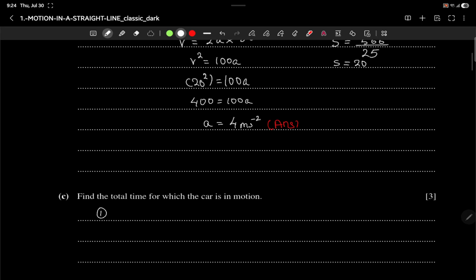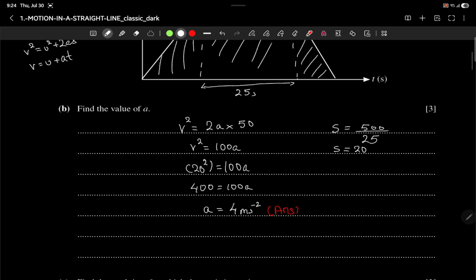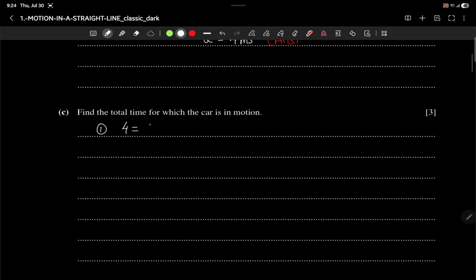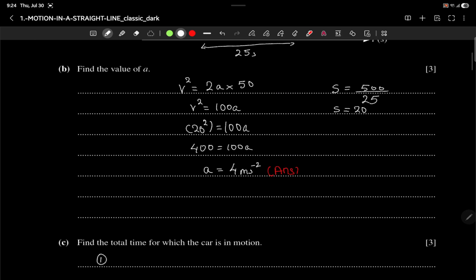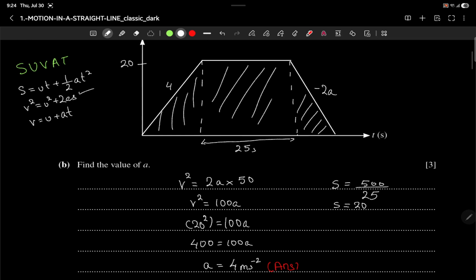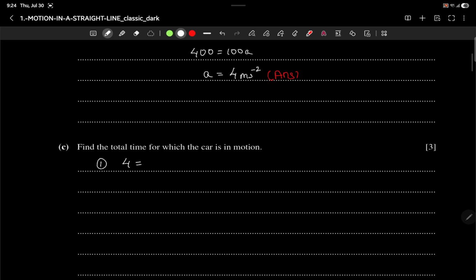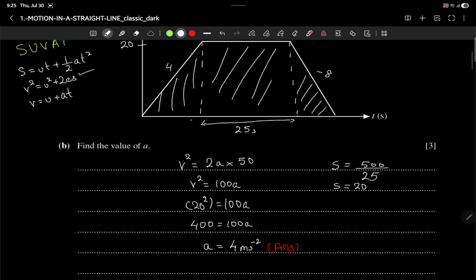So for the first part, we know the acceleration now. Acceleration is change in velocity by time. Oh, wait, sorry. I think I messed it up. This is 20. Sorry, my bad. So acceleration is 4, this is 4. This is minus 8. Right. So 4 equals 20 by t. Then that means t is equal to 5 seconds. So over here, this is 5, and this takes 25. That means this is 30.